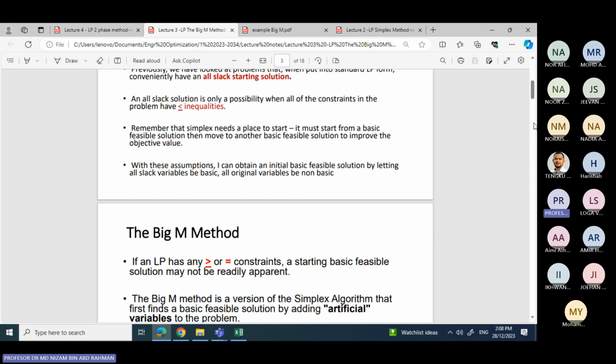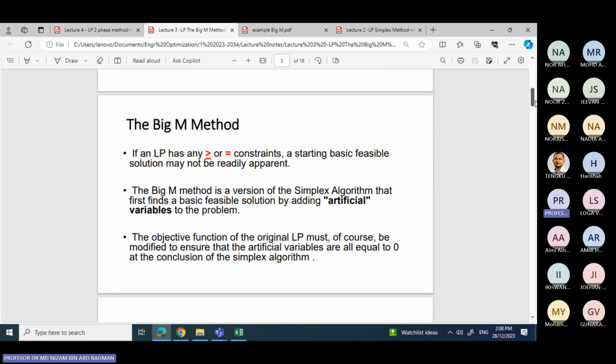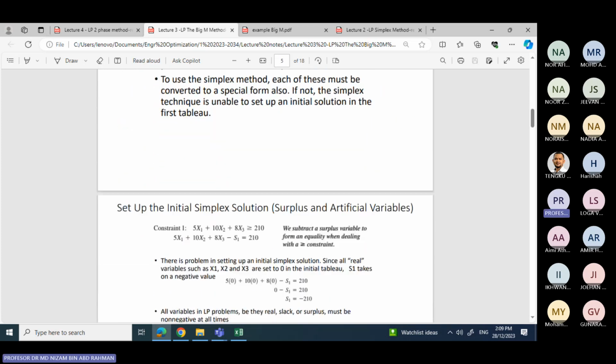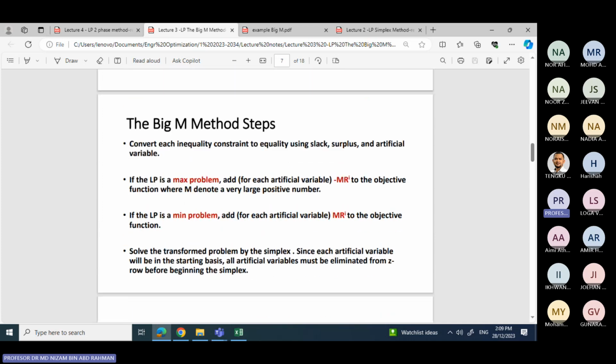Okay, so just a recap on the big M methods. As I mentioned just now, the big M method is utilized whenever you have linear programming with greater than or equal to constraints. Whenever you have this, you're going to use an artificial variable to solve the problem, and one of the methods you can use is the big M method. I think we have covered this up to here.